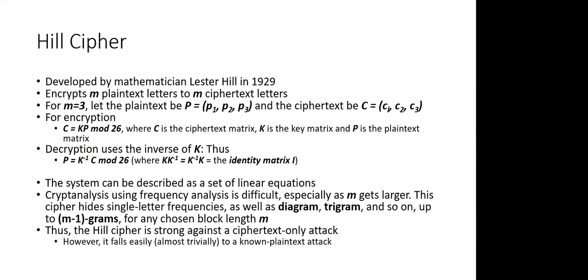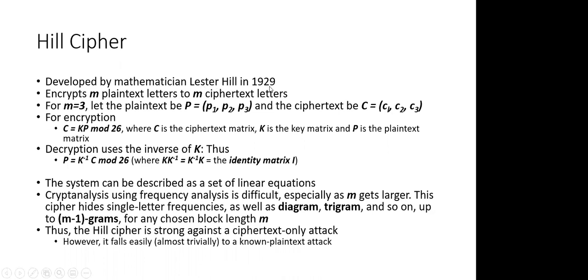Now we have the Hill cipher. Now we are coming to a little bit more advanced cipher, just to have a taste of the different ciphers we have. So Hill cipher, who developed it? It was a mathematician, Lester Hill, in 1929.